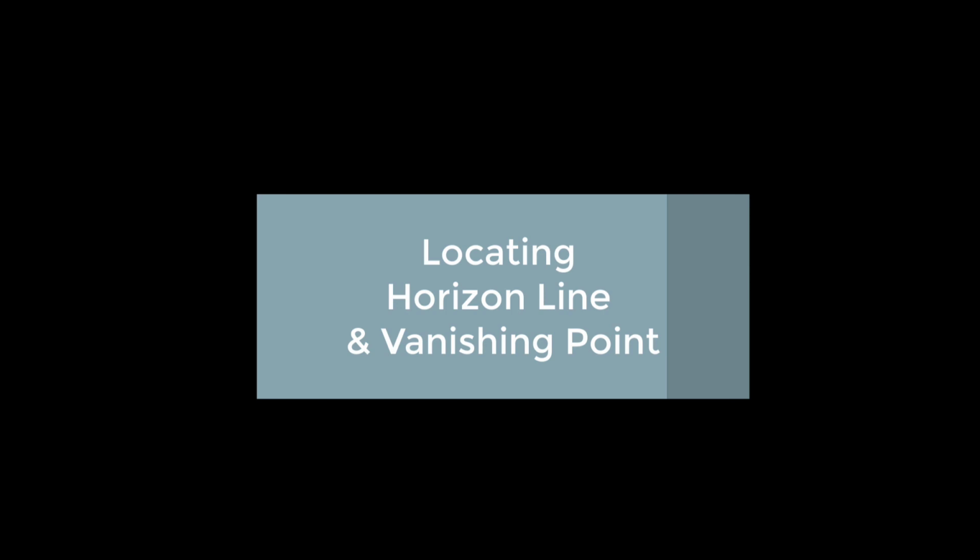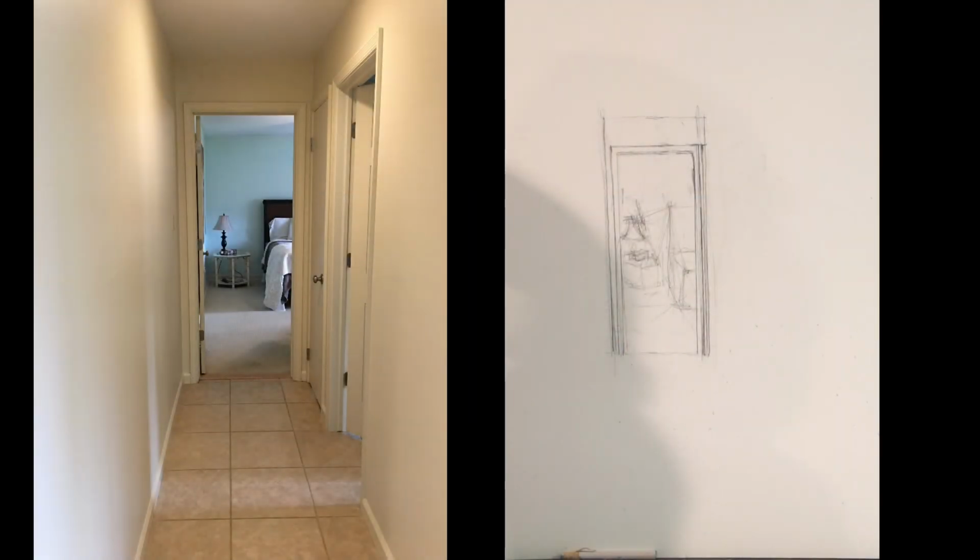Locating the horizon line and vanishing point. Try to visualize the horizon line by holding your measuring stick above you with an outstretched arm and lowering it until it is directly in front of your eyes.